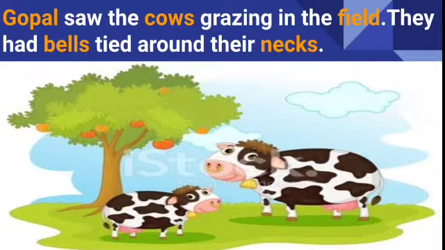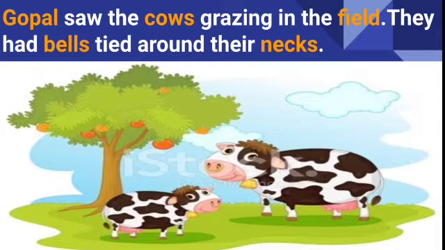Now let's see one more example. Gopal saw the cows grazing in the field. They had bells tied around their necks. Children, here highlighted words Gopal, cows, field, bells, necks are nouns. Gopal is name of person, cows are name of animal, field is a place, bells and necks are things. I hope you all understood.